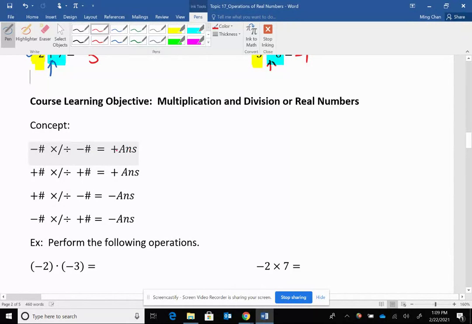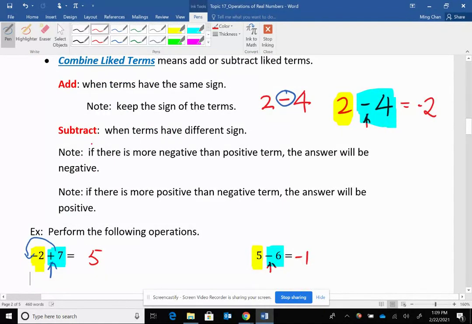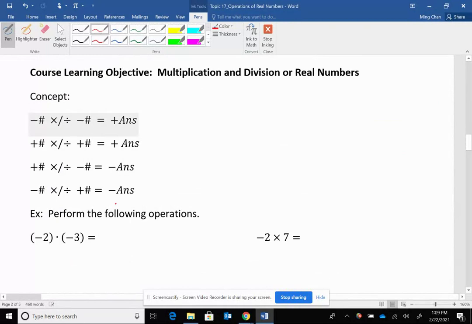This rule is different than my add and subtraction rules. They're totally different. They look similar, but they are different. A positive number multiplied or divided by another positive number, my answer will still be positive. A positive number times or divided by a negative number is a negative answer. A negative number times or divided by a positive number, the answer would be negative.